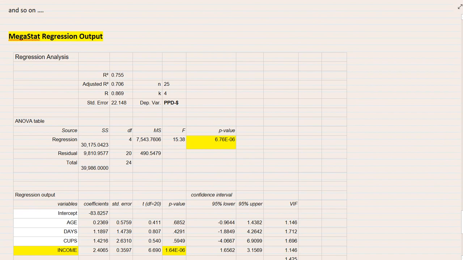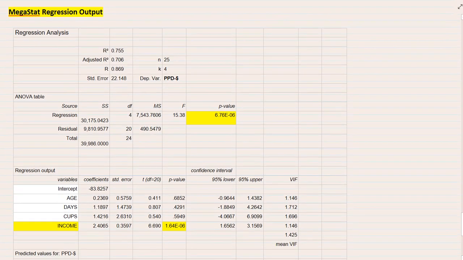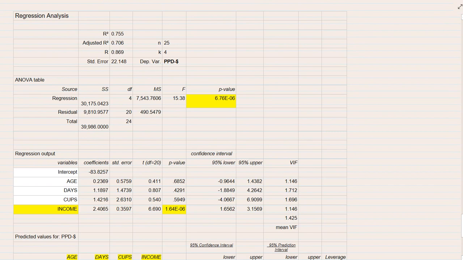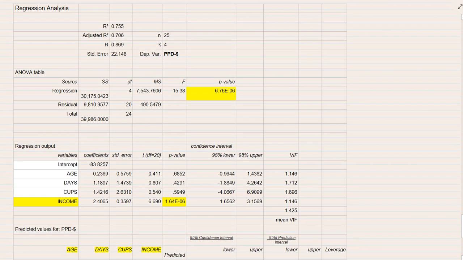So with our Megastat regression output, look at this. I did a copy-paste job, and all of the numbers are the same, so I'll go quickly over these. Here's R squared, and here's adjusted R squared. We've seen both of those. Okay, and N is the sample size, K is the number of variables, the standard error of estimation, $22 for every prediction. Okay, and then we have the ANOVA table.